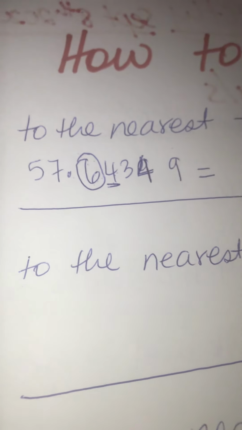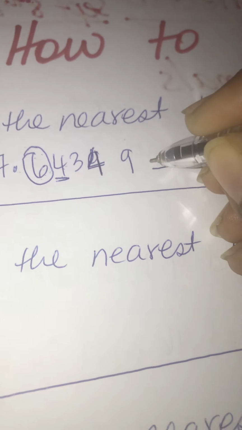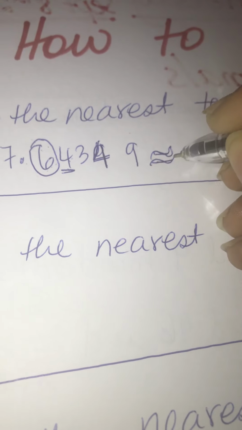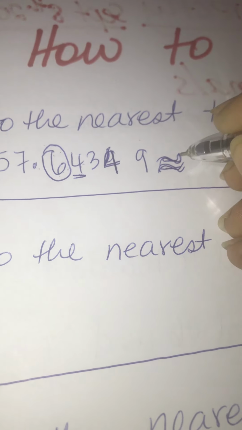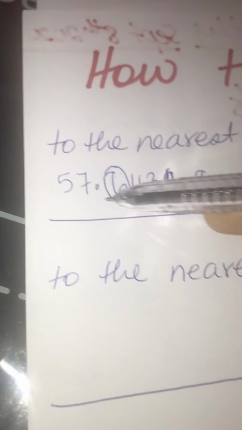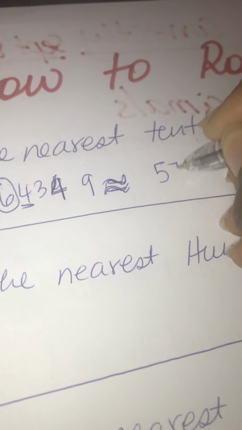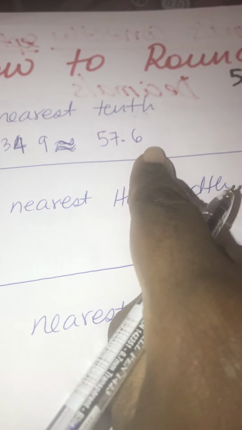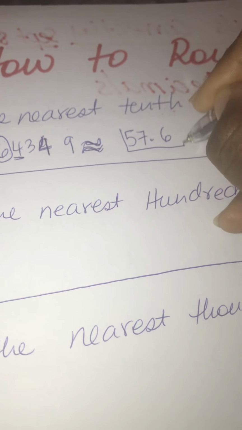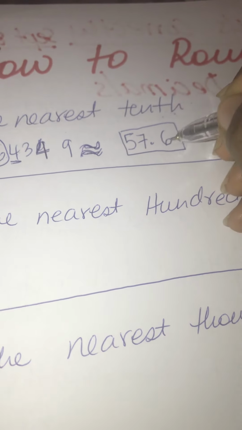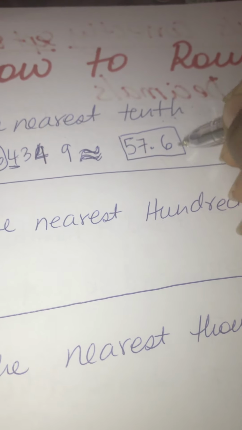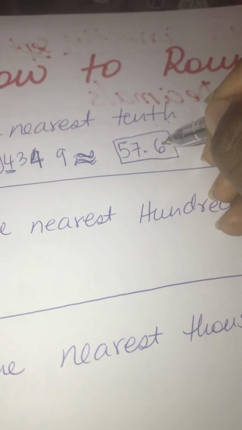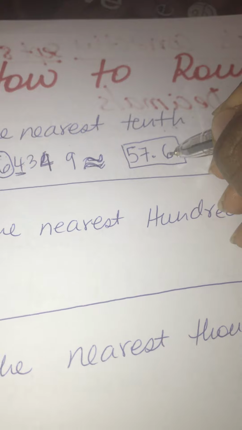So my answer is, and since you're rounding, you don't use an equal sign, use the approximate sign, which looks like that. So you will write 57 and 6 tenths, just like that. And that is your answer. It said tenth, there should be only one digit after the decimal. I don't want to see 0 over here. If you put a 0, it stops being a tenth. Tenth means only one digit after the decimal.